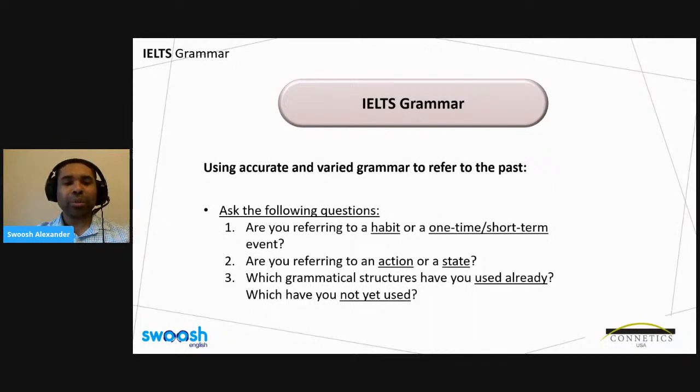The third question that we'd want to ask ourselves in terms of using accurate and varied grammar is, which structures have we used already and which have we not yet used? This is a really important question because this is where our variety will come from. If we keep on using the same structures, we will lack variety. If we are able to recognize which structures we've used and use different ones, then that is when we can increase our variety and therefore increase our grammar score for the IELTS.